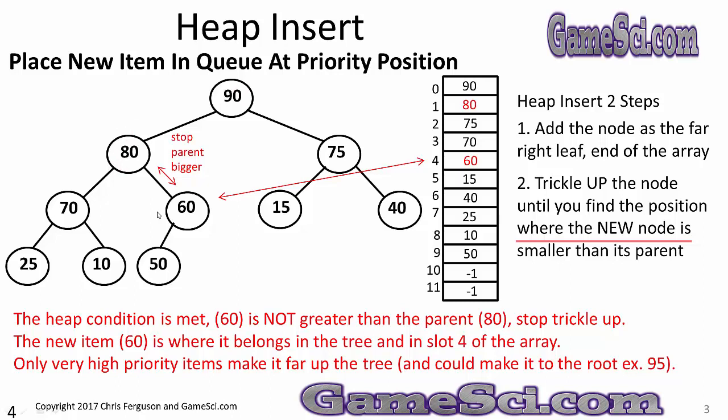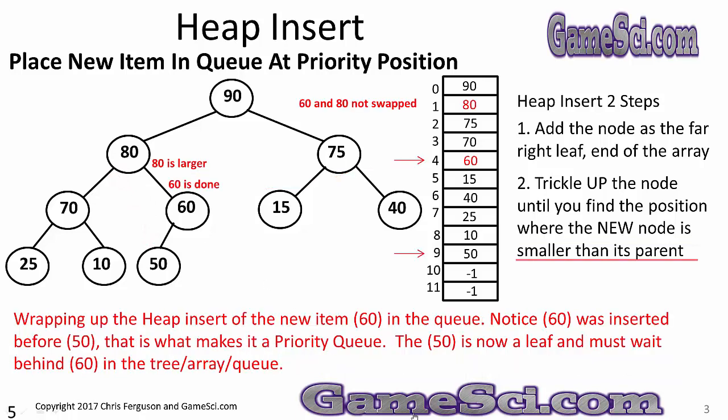Clearly 60 is in a proper spot. It's above 50 and below 80. That's the heap condition. 60 and 80 were not swapped. 80 is larger than 60. It's done. Wrapping up the heap insert of the new item 60 in the queue. Notice 60 was inserted before 50. That is what makes it a priority queue. The 50 is now a leaf and must wait behind 60, the higher priority item, in the tree, array, or queue.